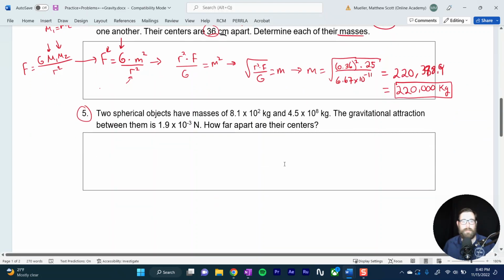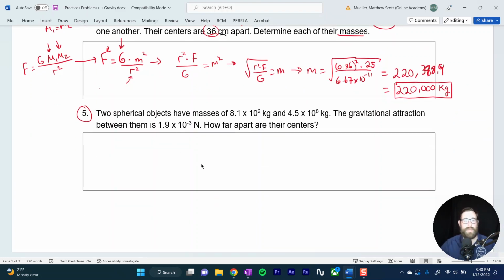All right, so let's look at number 5 here. On number 5, again, we have 2 spherical objects with masses of 8.1 times 10 squared kilograms and 4.5 times 10 to the 8th kilograms. So two objects. This one is relatively bigger, but regardless, we have their masses. The gravitational attraction between them is 1.9 times 10 to the negative 3rd newtons. So the question is how far apart they are.